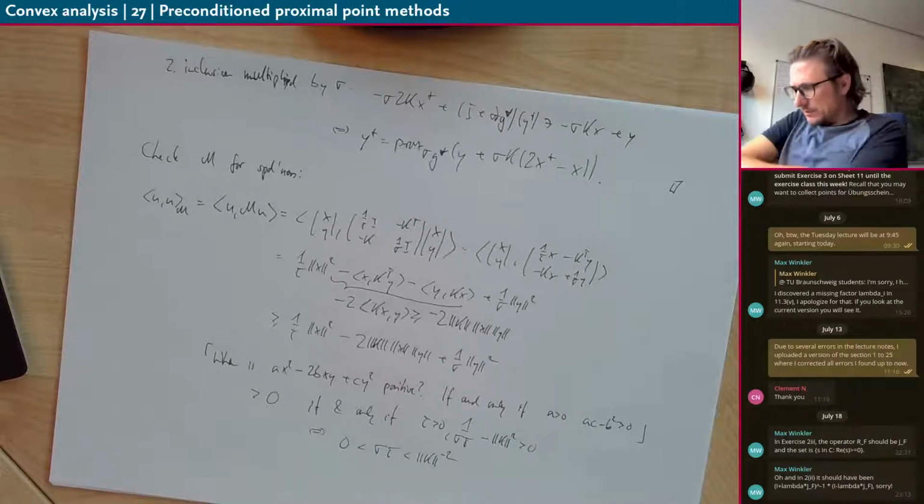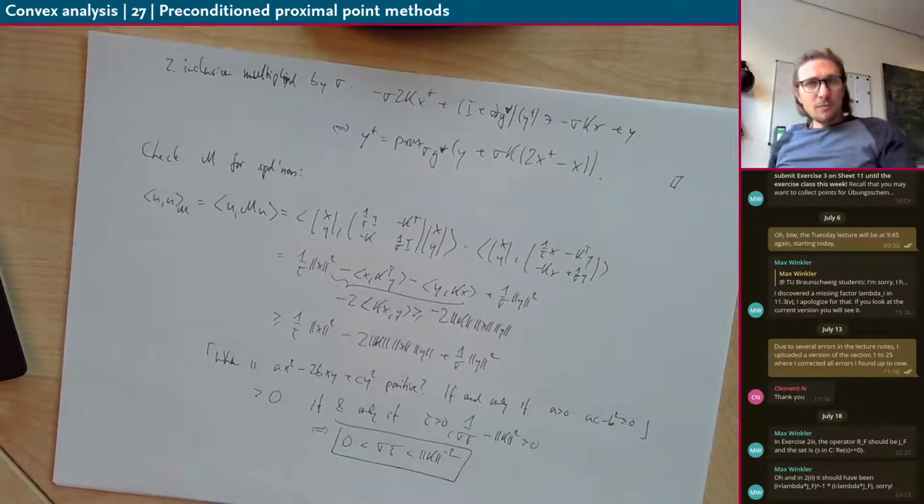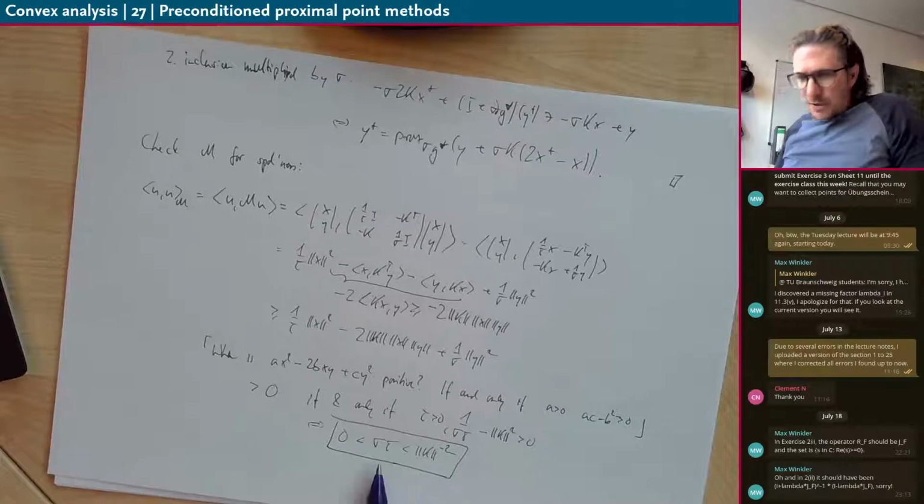Okay, yeah, true. So this is the condition, and this is a simple condition, and we need to know the norm of k. That's it. And if we know the norm of k, we still have some freedom in choosing sigma and tau as we like.